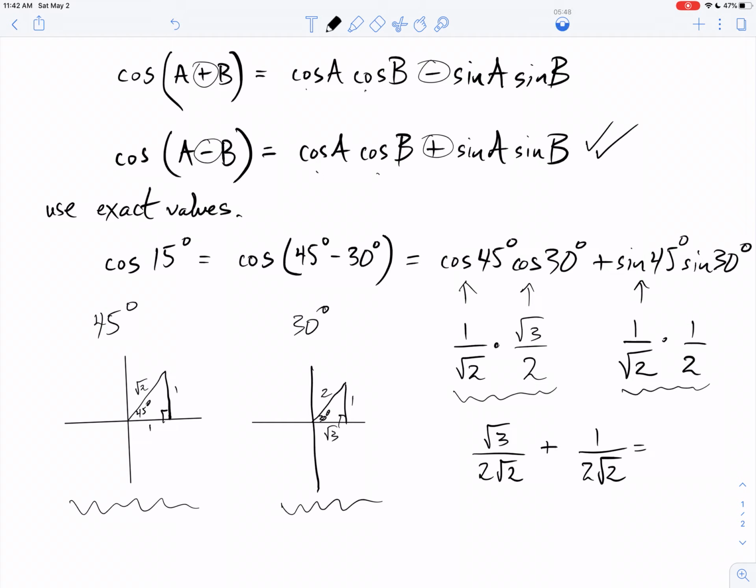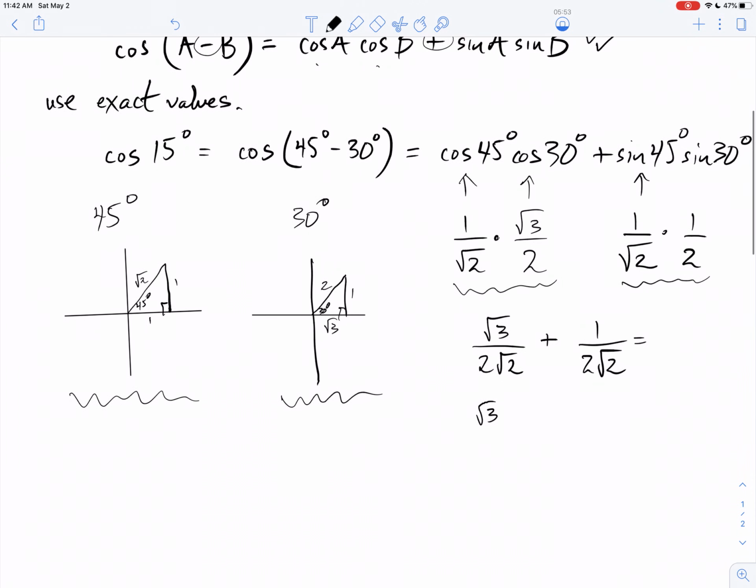So I'm going to rewrite this as rad 3. Whoops, I'm running out of room. I'm going to scroll down. Rad 3 plus 1 over 2 rad 2. And you see that rad in the bottom. You're not going to find that answer in the back of the book, because they're going to take this and say, you know what, I got to get that rad 2 out of the bottom. So I'm going to take the entire top and the bottom and multiply it by rad 2.